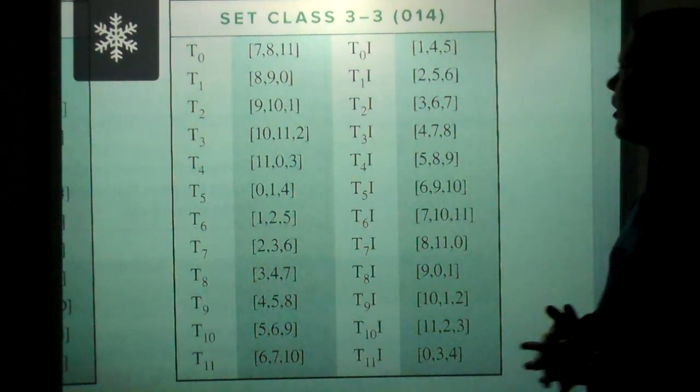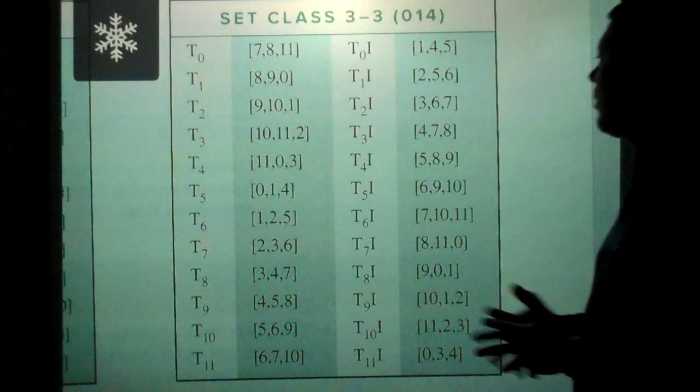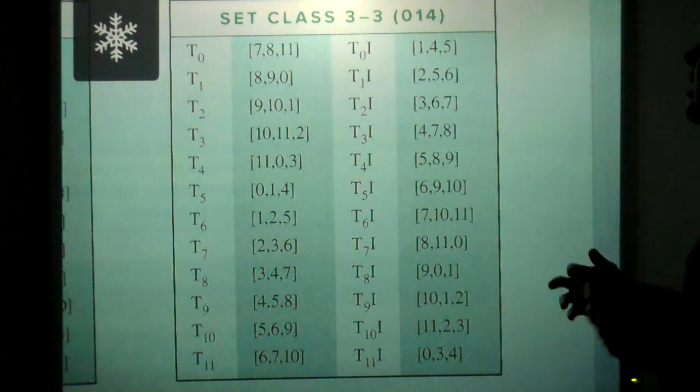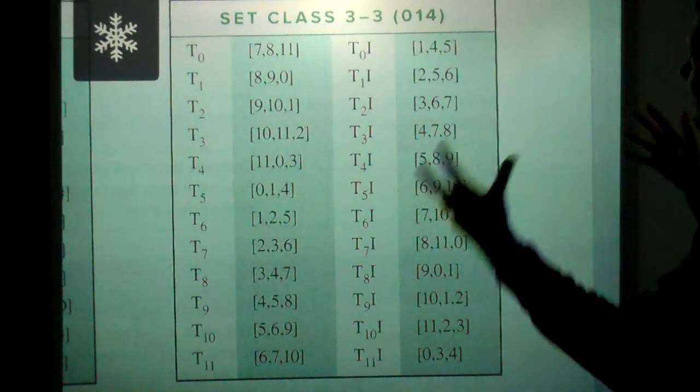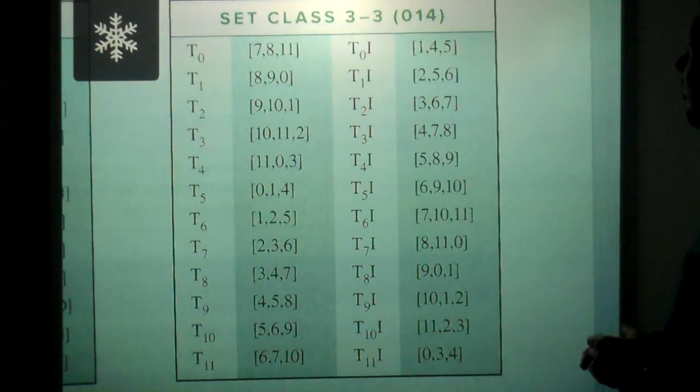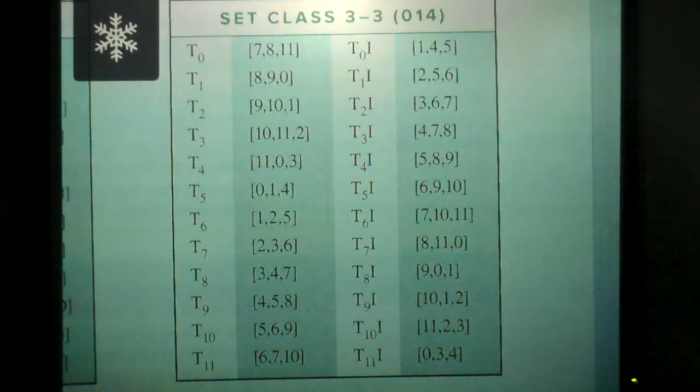So again, the term prime form is basically the label or the name of the set class. It's the name that represents the entire family of related transpositions and inversions within a set class.